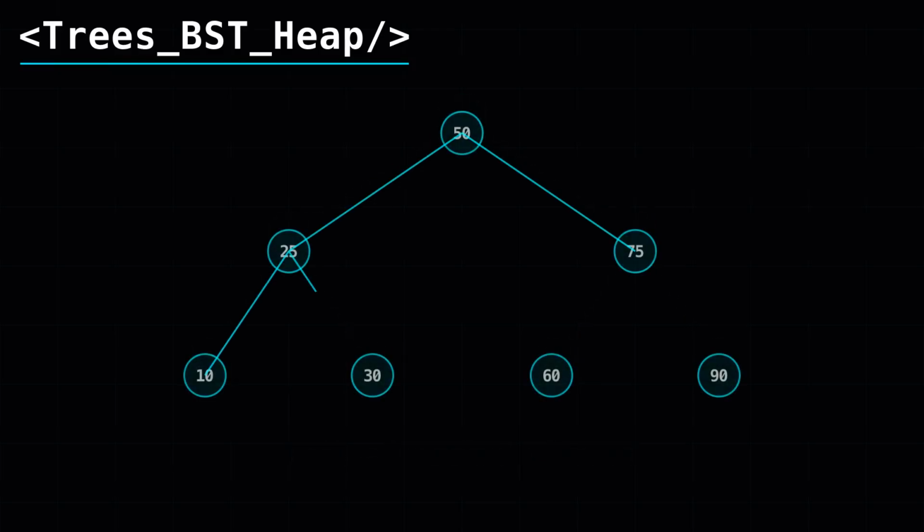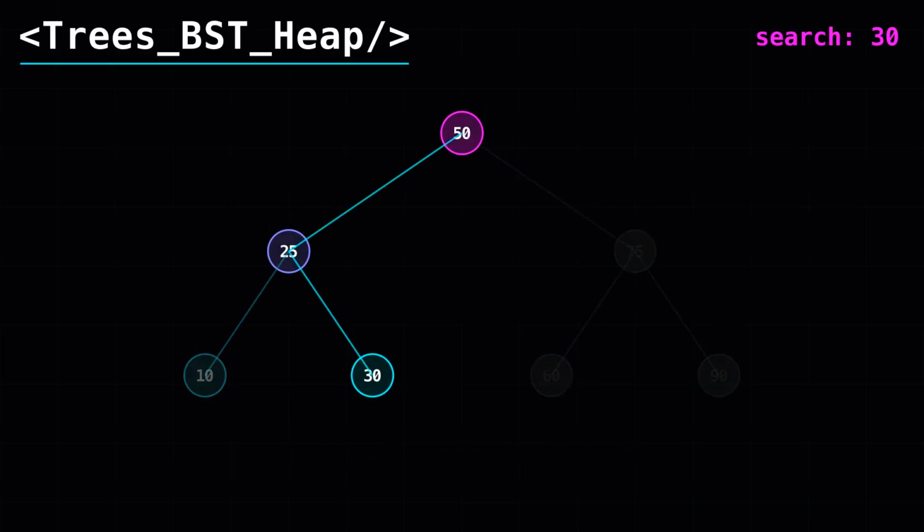A binary search tree adds one powerful rule. Values smaller than a node go left. Values larger than a node go right. During search, each step eliminates an entire half of the remaining tree.